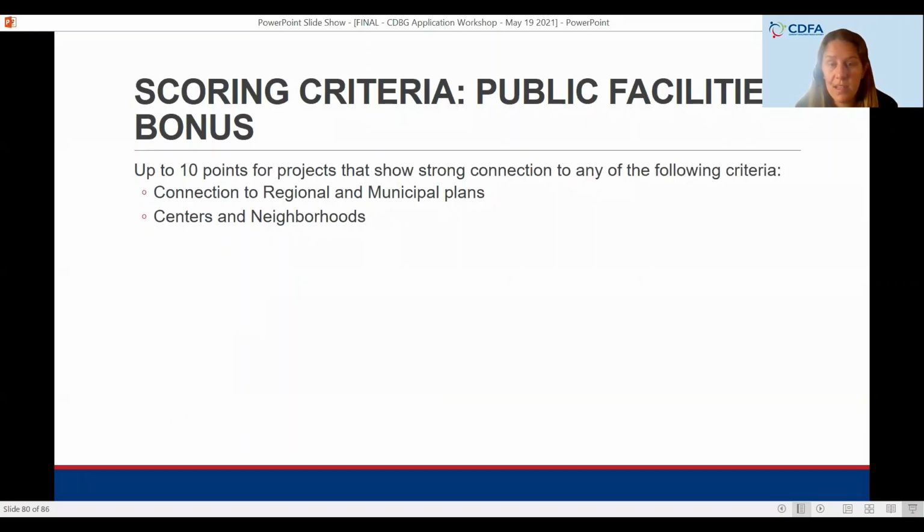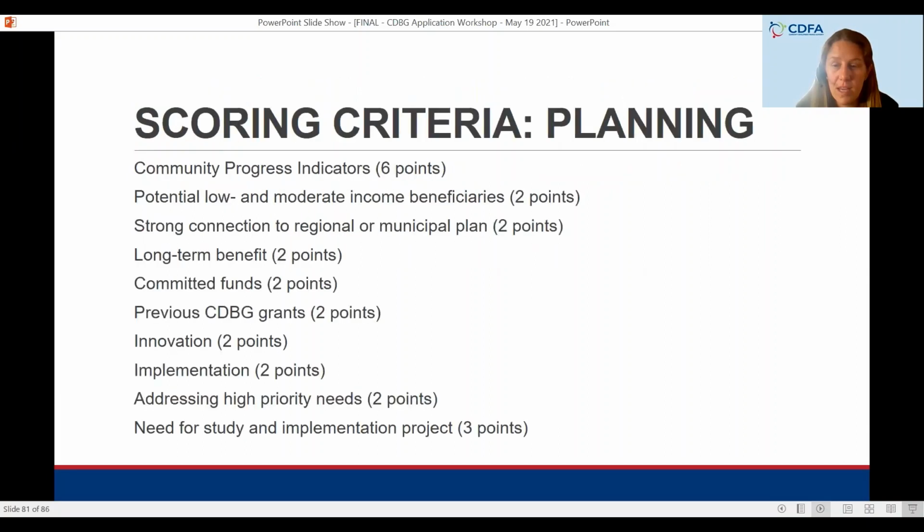And I'll just pause for a second and be sure there are no questions on our public facility scoring. Great, so next we'll go into our planning grant scoring. So again, planning grants are accepted on a rolling basis, and they are up to 25 points, and here are the criteria.